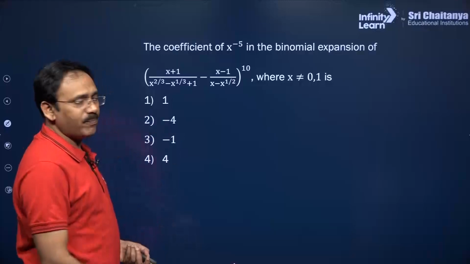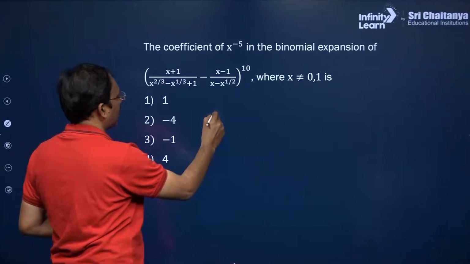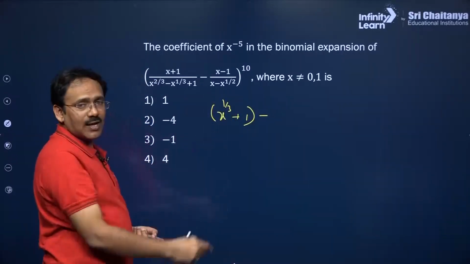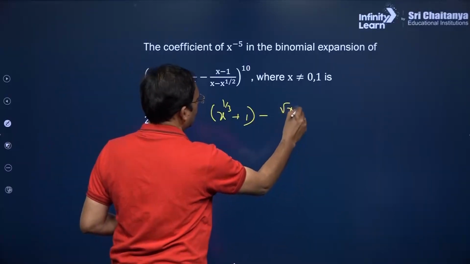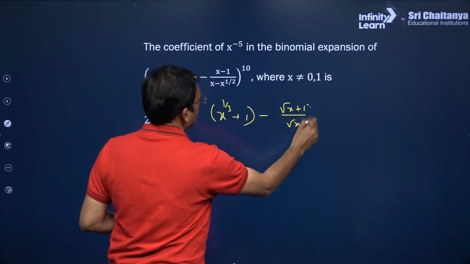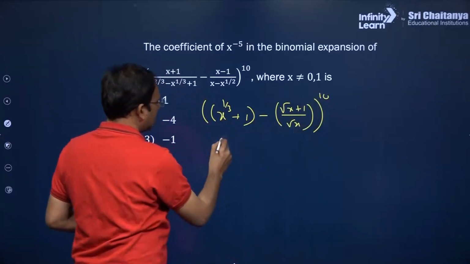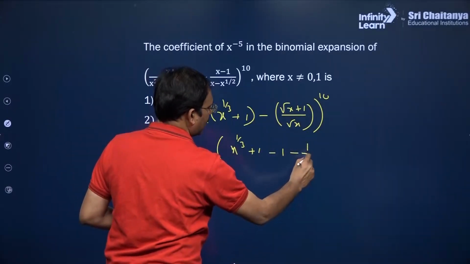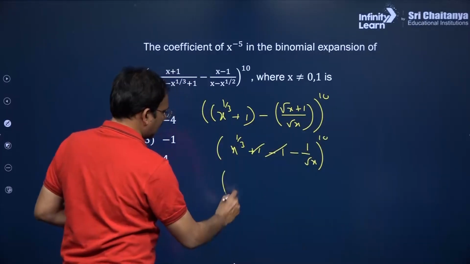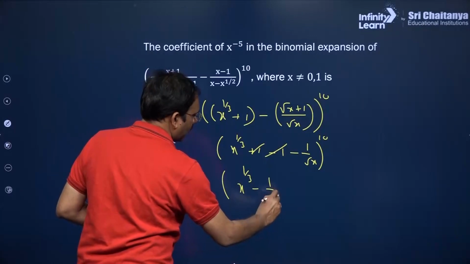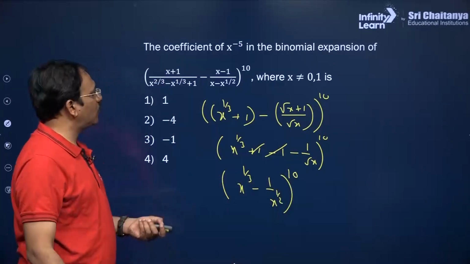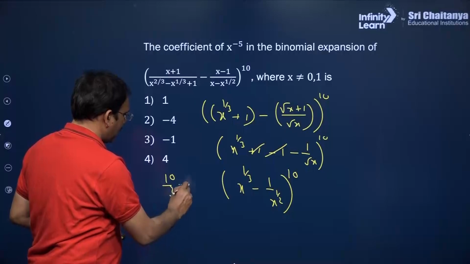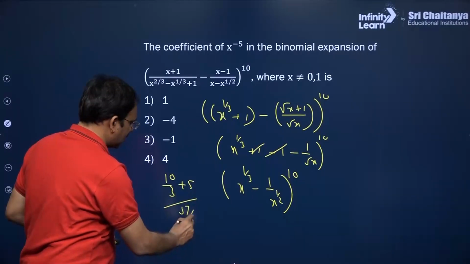Next, friends, this you can simplify. A cube plus B cube kind of, if you write after cancellation, you will get A plus B minus of, if you take root x common, if you cancel with root x plus 1, you will get root x plus 1 by root x, this one whole power 10, which is going to be x power 1 by 3 plus 1 minus 1 minus 1 by root x whole to the power of 10. These two get cancelled, that is x power 1 by 3 minus x power 1 by 2 whole power 10 it is. Now you need to find the coefficient of x power minus 5, that is np is 10 by 3 minus m by p plus q is 5 by 6, my dear friends.